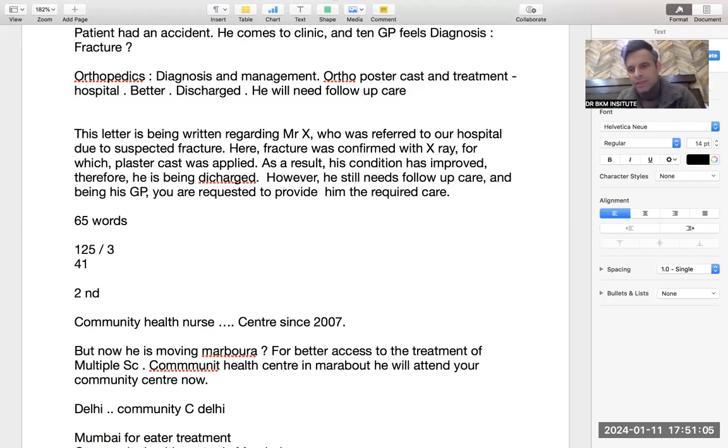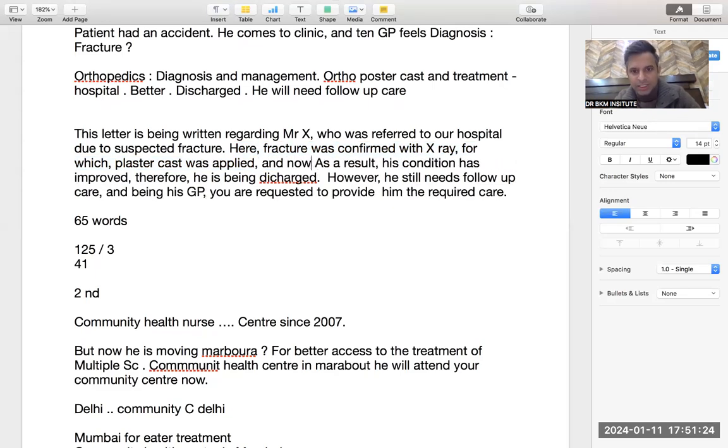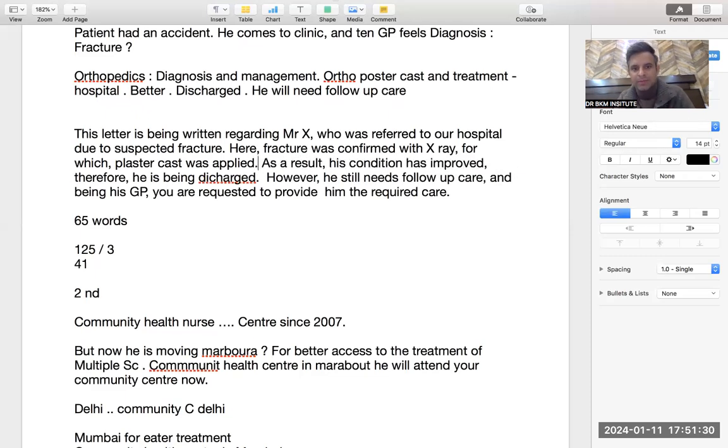Now you will say, sir, there is no change. Why are you changing all this? What I am trying to do is use only one connector in one line. Earlier, this line became a big line because three connectors were there: another, and now his condition has improved. So I was using three connectors in one line. So avoid this. Make simple lines. Use only one connector in one line.